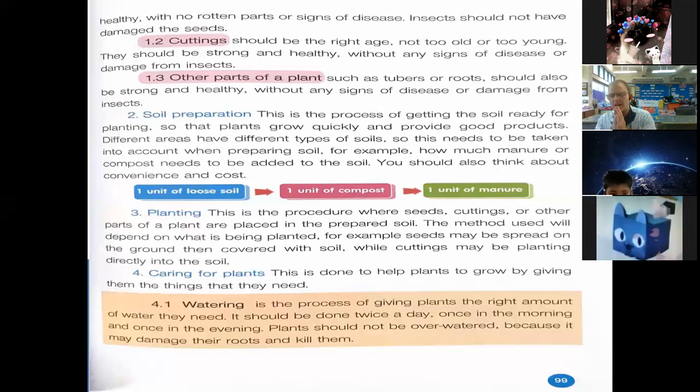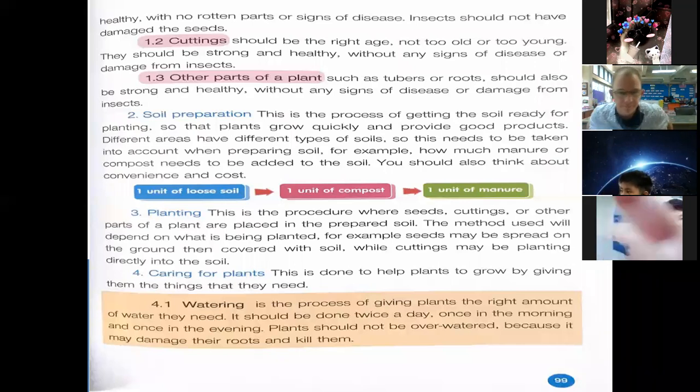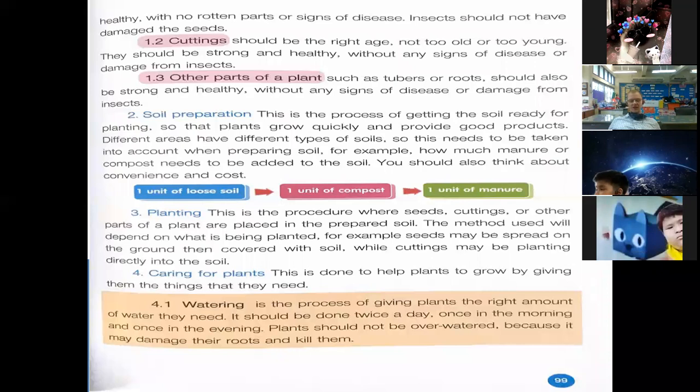Now, if we decide, okay, I'm going to plant in soil, good, I have an idea. What do we need to plant in soil? Who can tell me? Give me 3 things we need when planting anything in soil. What do we need? Who can tell me?